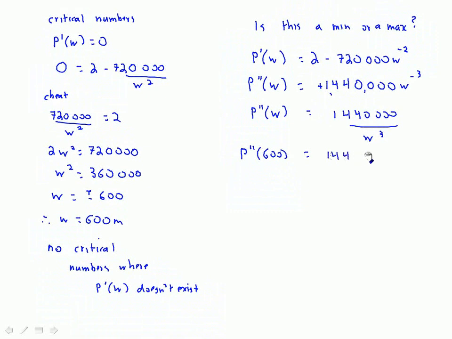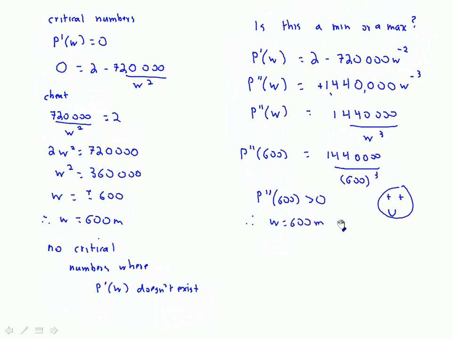So when we plug in our value of 600, we don't need a number. We just need to know whether or not it's positive or negative. And in this case, it seems clear to me that it's going to be a positive number. So positive, well, that's going to produce a minimum. So therefore, W equals 600 meters produces a minimum. And make sure you answer the question.